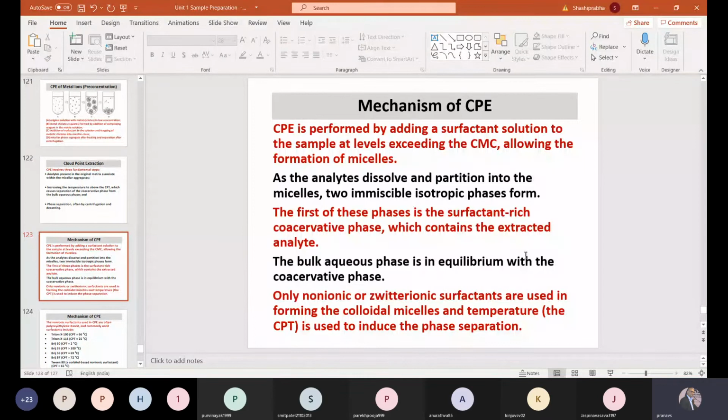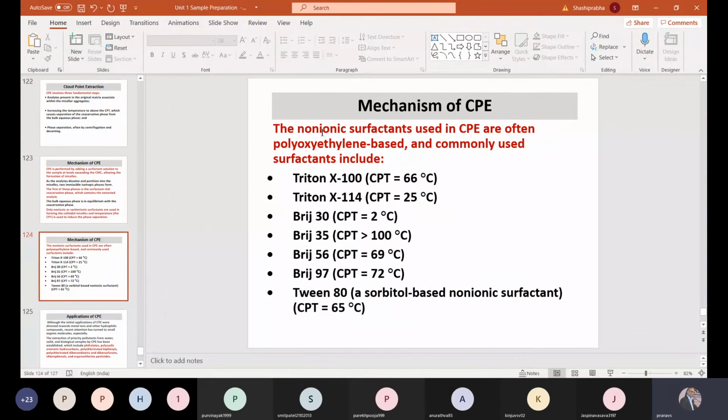But there is a choice of surfactants which are used. It is said that non-ionic surfactants are supposed to be used. Only the non-ionic surfactant, because if there are ionic surfactants, what will happen? They will try to remain in the aqueous phase because it is ionic.